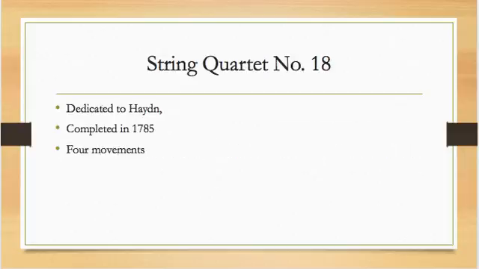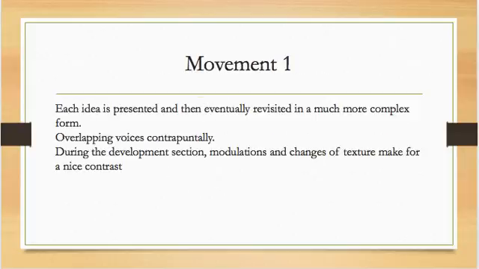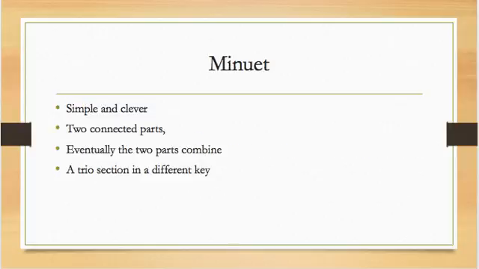Looking at the second movement, which is Minuet, it's very simple and clever. There are two connected parts that eventually combine at the very end, and then a trio section in a different key. It is moderately paced, and the trio in itself is just a very nice and refreshing kind of contrast to the opening movement.